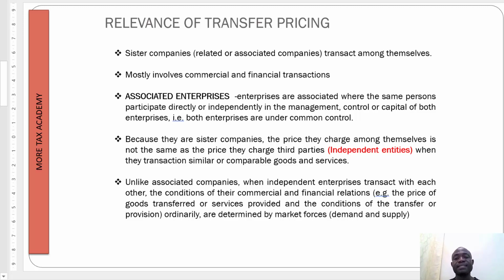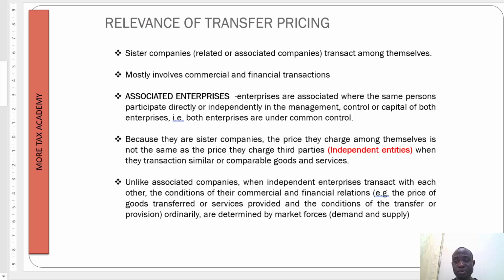The reason why we think that it gives opportunity to taxpayers is that sister companies will normally transact among themselves, and if somebody is related to you, you will normally not sell the same thing at the same price to that related person. You can't sell at the same price to the related person as if you are selling to a third party. In other words, if you are selling to a third party, the price is likely to be different from when you are selling to a related party. Imagine you are selling and your wife comes to your shop to say, I want to buy this. It's likely that you can even give it to your wife for free.